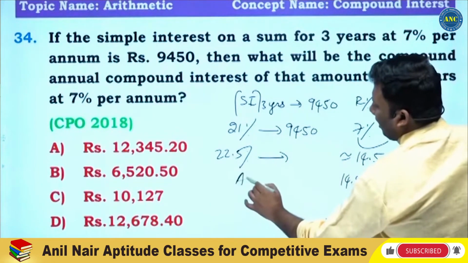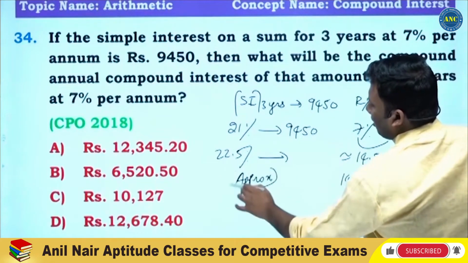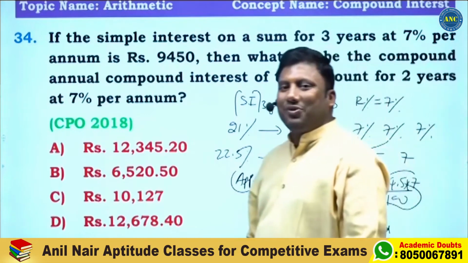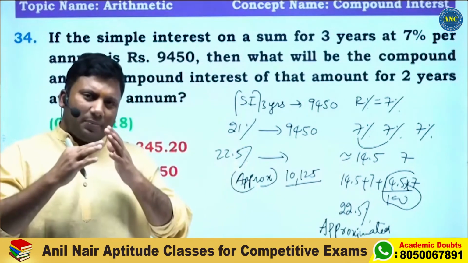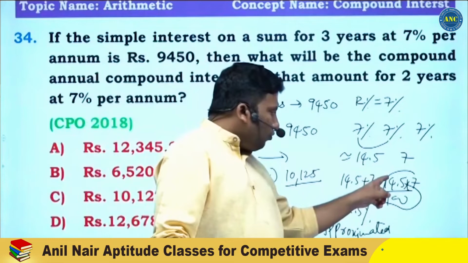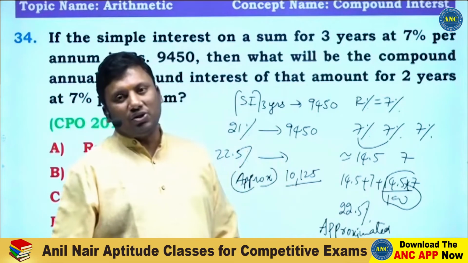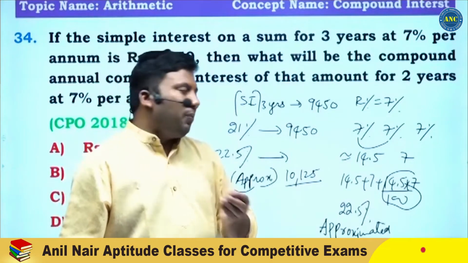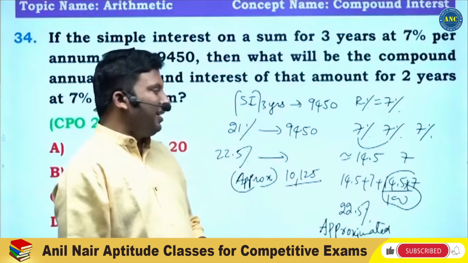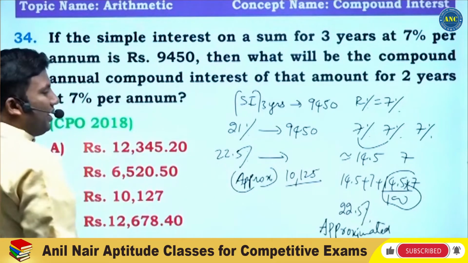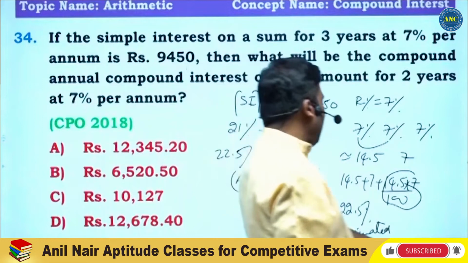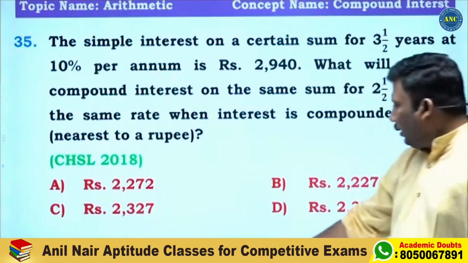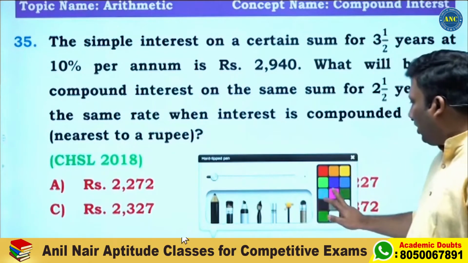So approximately the answer is around 10,125. So the only option is 10,127. Only thing, if the answer options are very close, here I took 14.5 into 7, which is 101.5. 101.5 by 100 is 1.5, and I took it as 1. So that is the reason the value will be just greater than this value. I hope it is clear. Especially in successive percentage, depending upon the answer options, we have to mold our strategy.